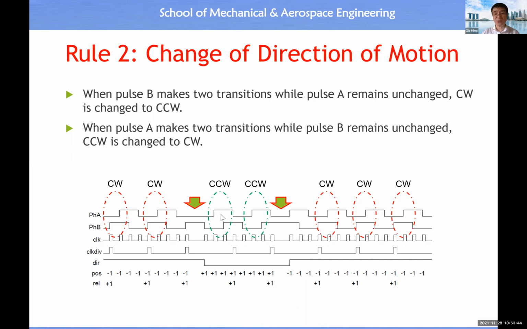If you see this situation, or like this case, let's say signal B remains unchanged, but A makes two changes, then this corresponds to a change of motion direction. Okay, so you can use this rule to make your sensor smarter. All right. So again, you see you need to have a sensor brain interface, because this decision rule could be implemented inside the robot's brain.